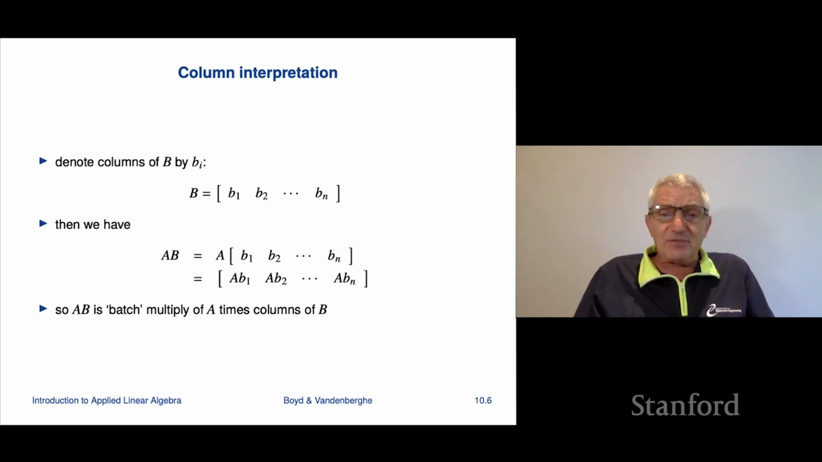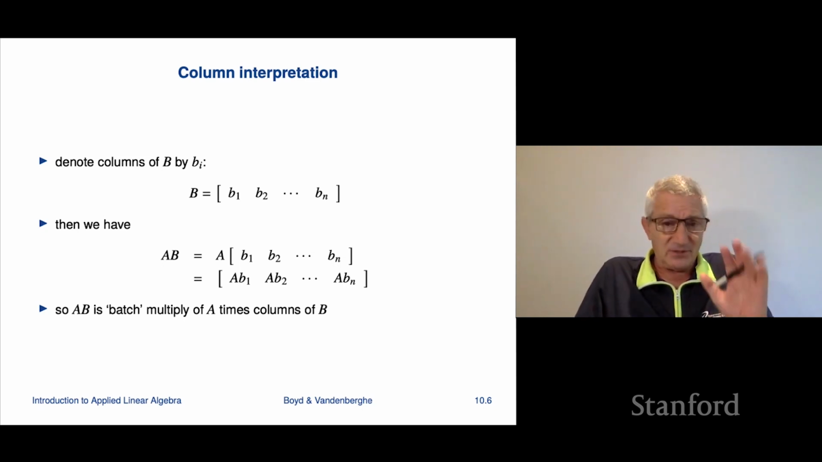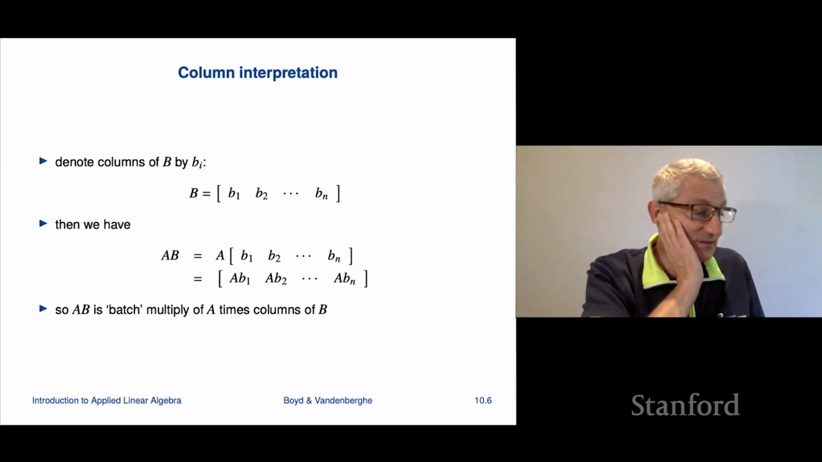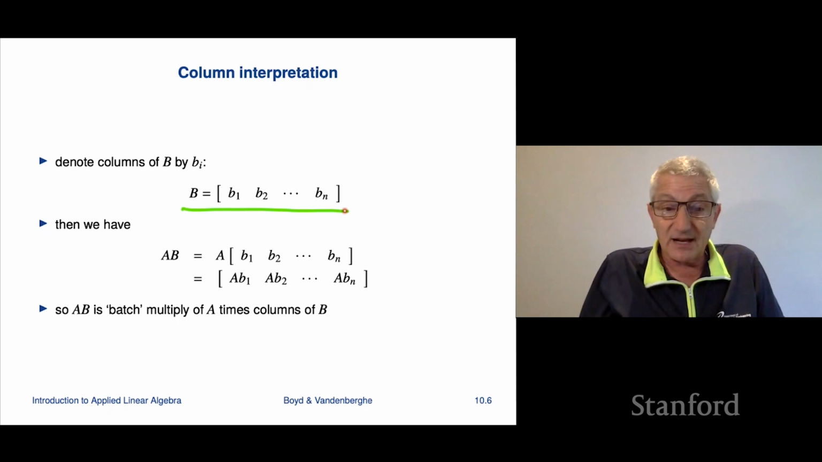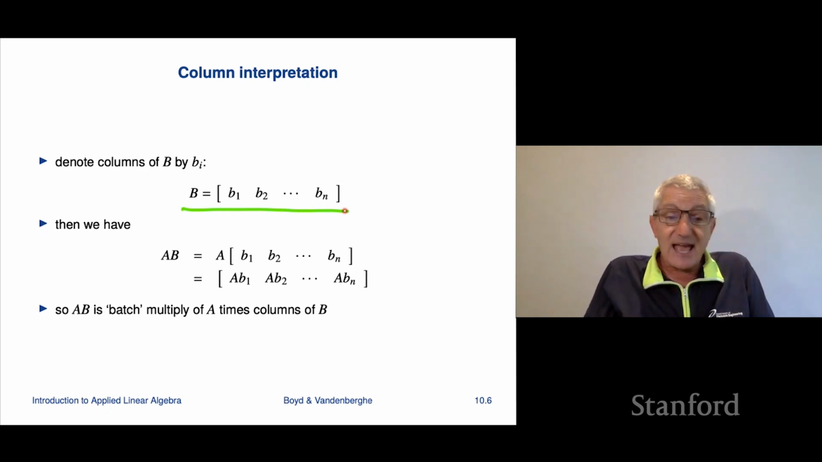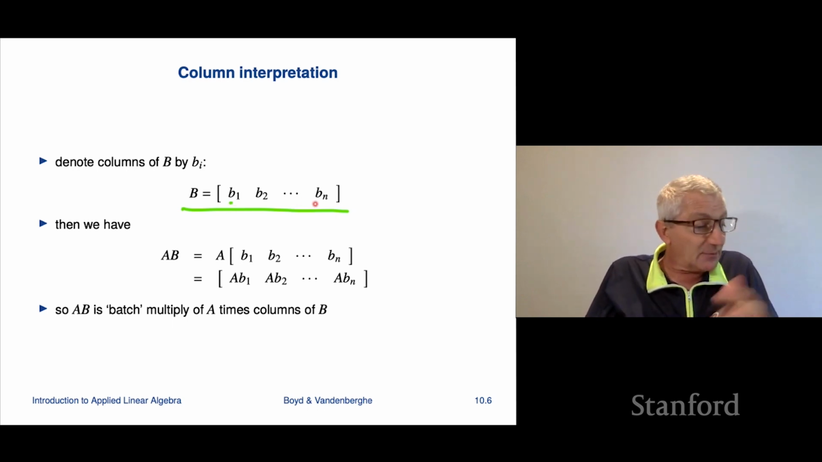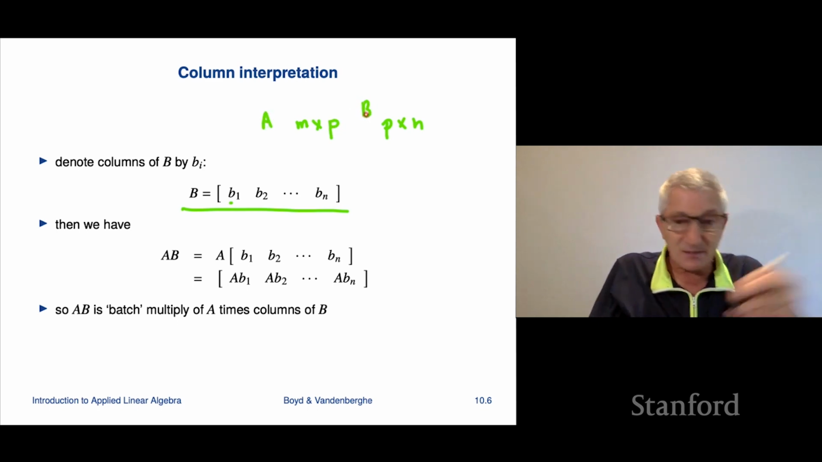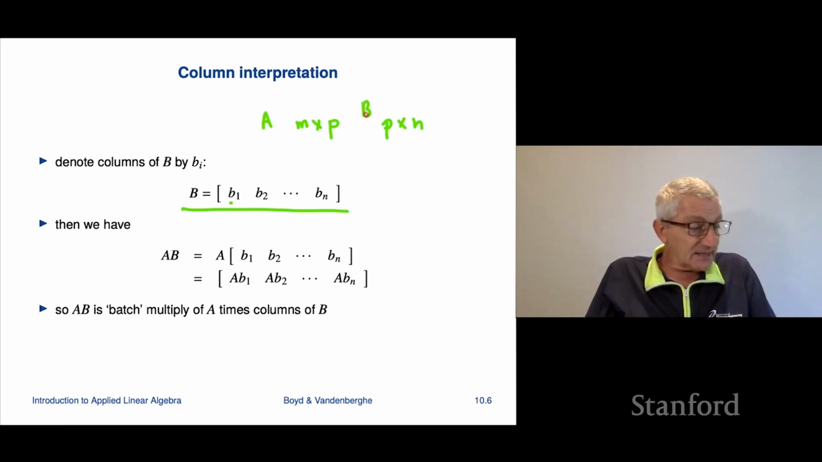Okay, now we'll give a couple of interpretations, and we'll be using all of these basically throughout the rest of the course. So if you denote, let's first write out B in the product AB as columns. So it's B1, B2 up to Bn, right? Remember that B is going to be P by N, and A is going to be M by P. This is A, and this is B. So it's going to look like that.